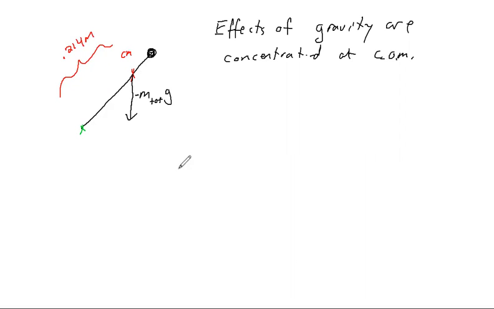All right. Having gone through all that, we can find alpha. So the goal is to find the torque due to gravity and set that equal to I alpha.